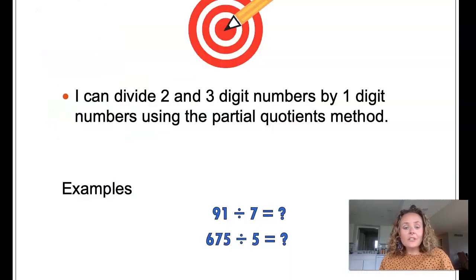Alrighty, here we go. Here's our learning target. I can divide 2 and 3 digit numbers by a 1 digit number using the partial quotients method. You probably think that partial quotient sounds familiar because it sounds like partial products, a strategy we use in multiplication. And partial quotients is very similar. We see the part in partial, which means we're going to solve the problem by breaking it up into different parts. We're going to be subtracting out the different parts to find our quotient. So we'll be able to solve by the end of this lesson problems like 91 divided by 7 and 675 divided by 5.